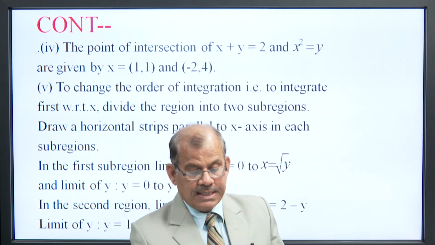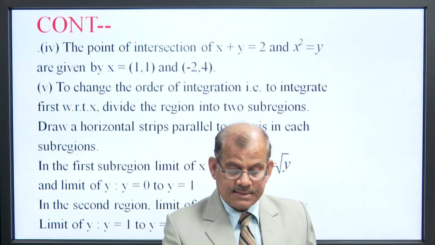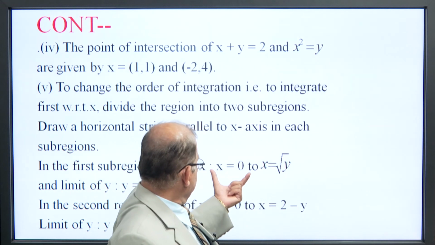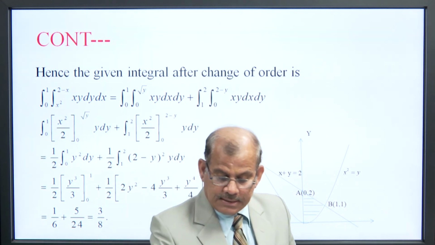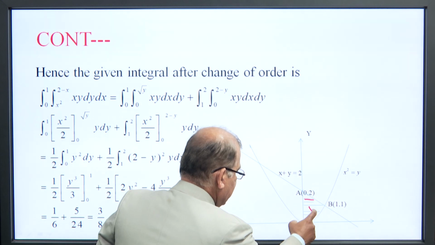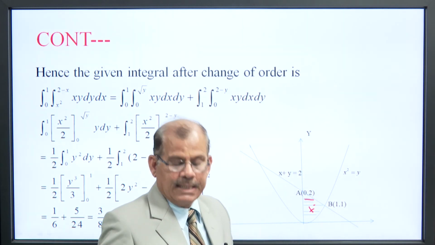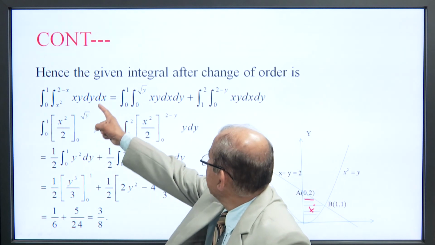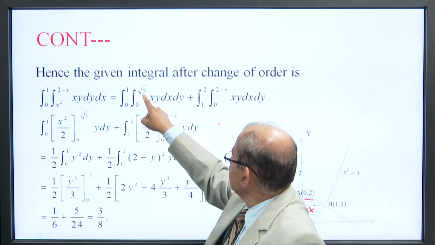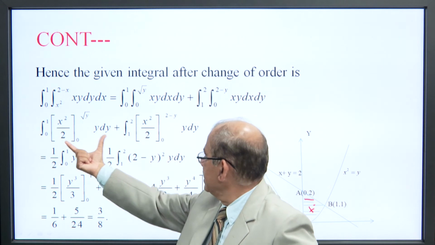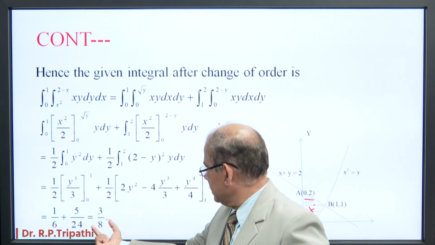To change the order of integration, to integrate first with respect to x, divide the region into two sub regions. Draw a horizontal strip parallel to the axis of x, we get the sub regions and the limits are this. After the change of order of integration, the given integral is the first region plus the second region. This line divides it into the first integral and the second integral. Since x contains variable limit, we integrate with respect to x first, and we get this. After solving, we get 3 by 8 as the answer.